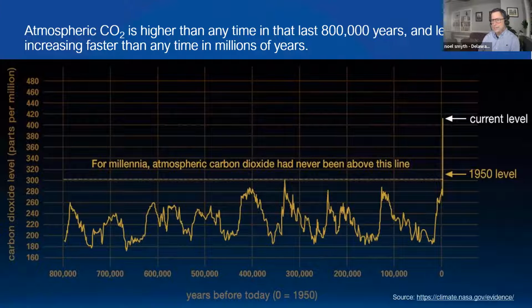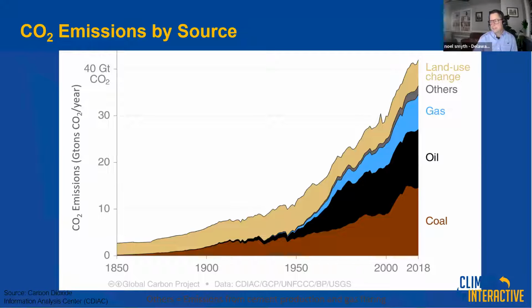That atmospheric CO2 is higher than it's been in a really long time. This is going back 800,000 years or so, and you can see a pretty cyclical pattern until something happened in the last 100 or so years. And look what happened.